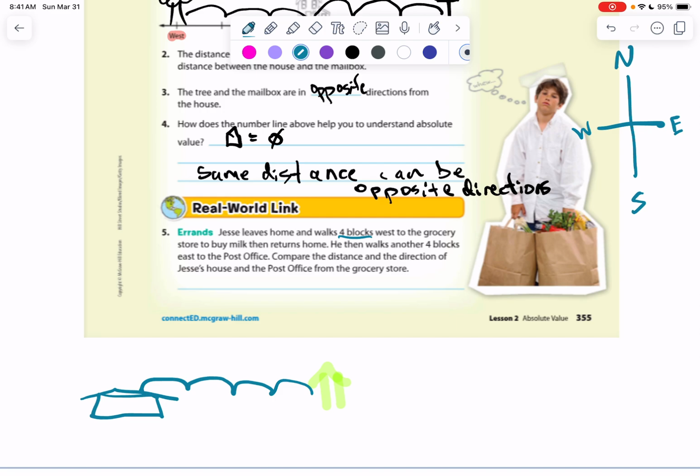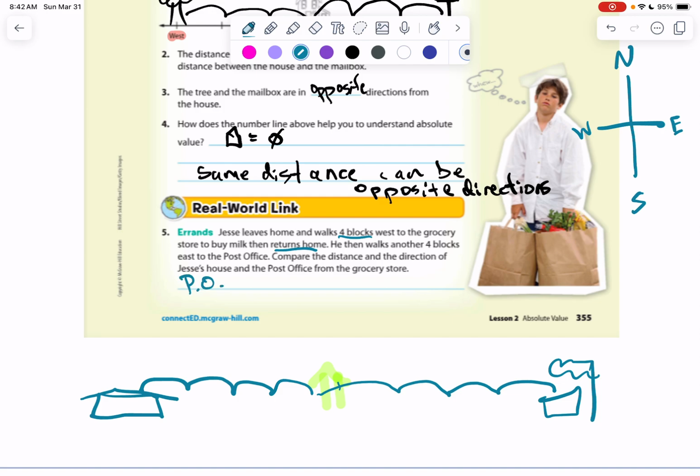Oh, after he goes home. He returns home. 4 blocks east. 1, 2, 3, 4. And here's the post office with their big American flag. Okay, so the post office and the house are both 4 blocks from home, but in opposite directions, right? Okay, so you could write, they are the same distance.